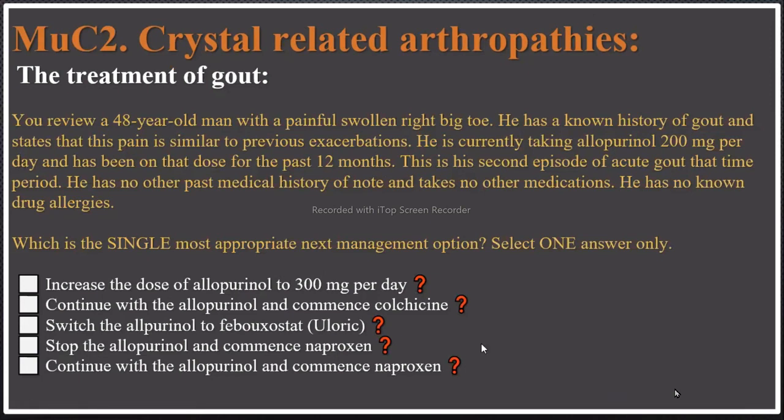Single most appropriate: Tylenol and commence naproxen. Continuous albuterol and commence naproxen. Okay.